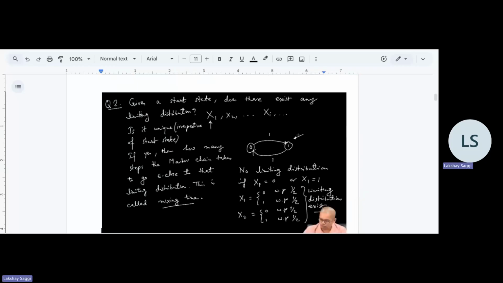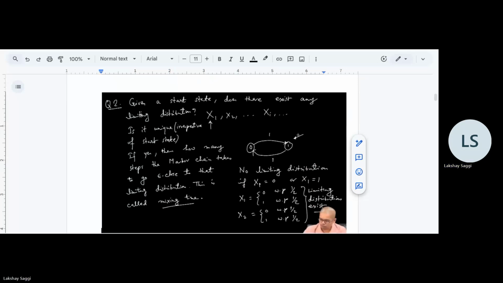So the hitting time is an important notion, and similarly, there are other important notions in a Markov chain also. For example, there is the notion of mixing time. So, what's a mixing time? Suppose, given a start state, does there exist any limiting distribution?